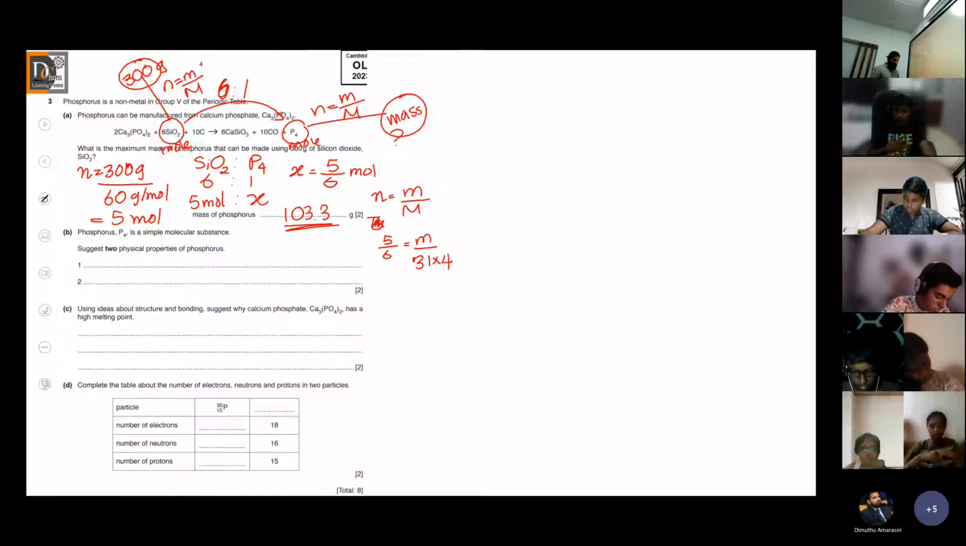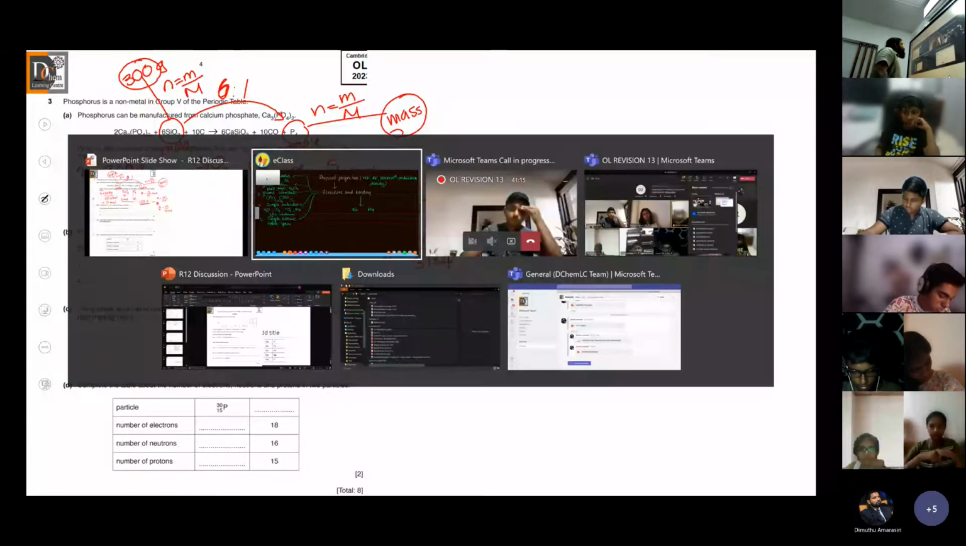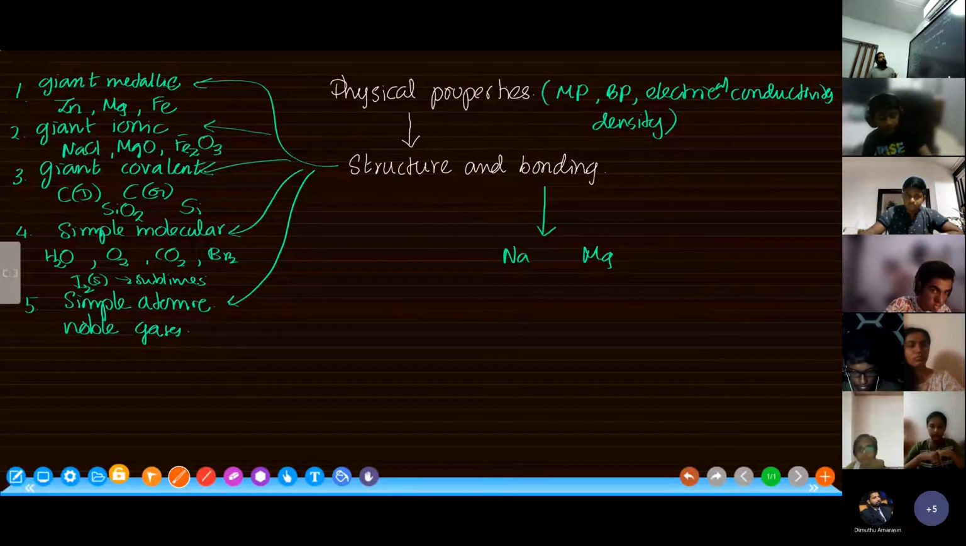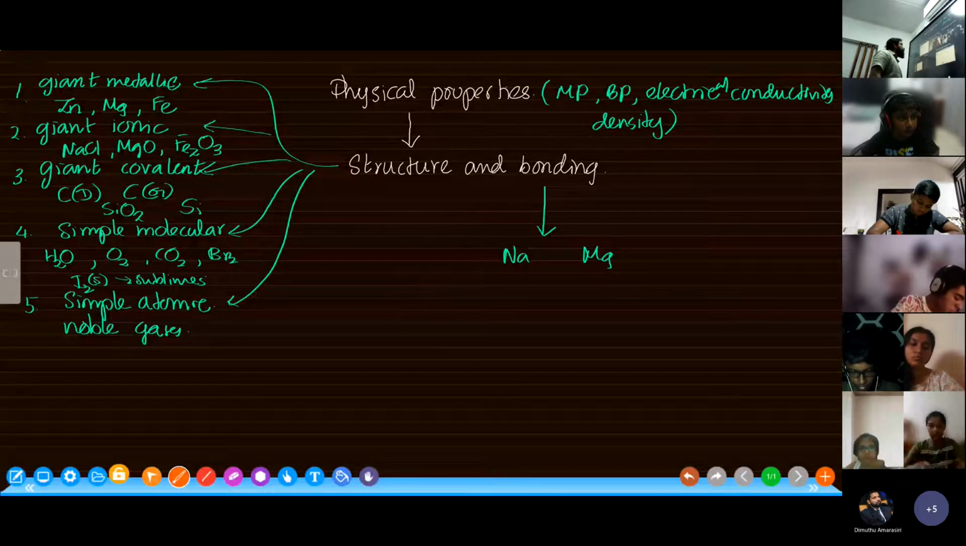Okay, come back to this point again. We got deviated a little. Let's go back to this slide. Right, physical properties, structure and bonding. There are 5 structures. So whenever they ask for physical properties, suggest 2 physical properties.